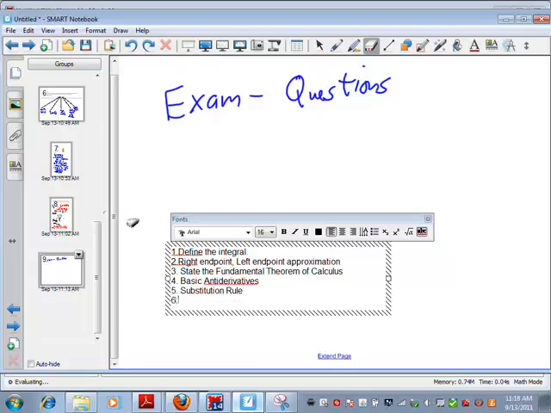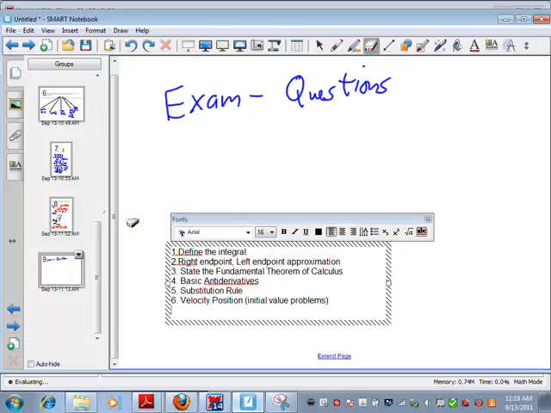Okay, and then 6. What is it? Find the only function satisfying. Oh, okay, so velocity, position, initial value problems. So, okay. What do we have? Okay, fine. Is that not it?